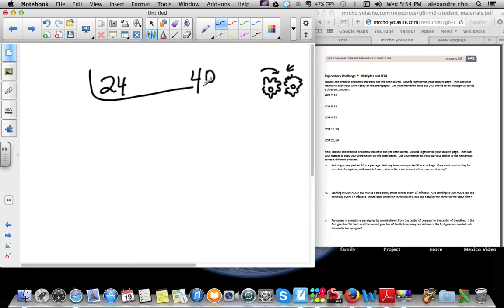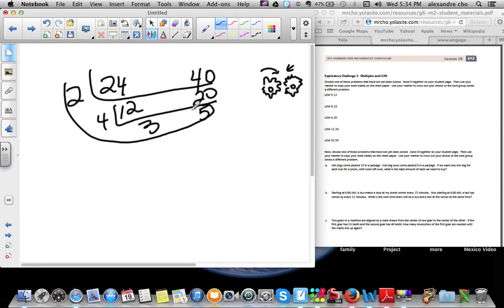So LCM, 2 goes in 24 12 times, and here 20 times. We can do this again. Pick a higher number. 4 goes into 12 3 times, and here 5 times. The LCM is all the numbers multiplied. So you get 2 times 4, which is 8. 8 times 3, which is 24. And 24 times 5 is 120.